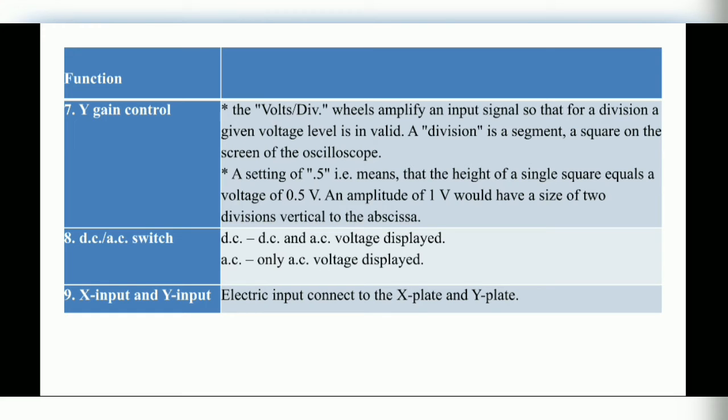It is DC or AC switch. For DC, both DC and AC voltage are displayed, and for AC only AC voltage is displayed. And last is X input and Y input. Electric inputs connect to the X plate and Y plate. So these are all the switches which are used on the front panel of the CRO and their functions.